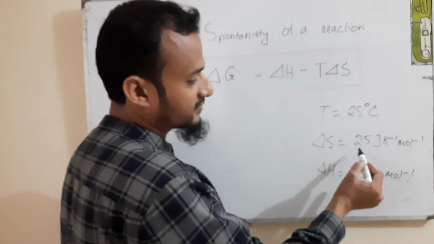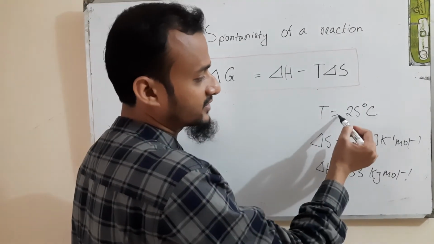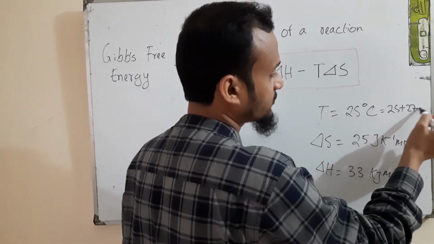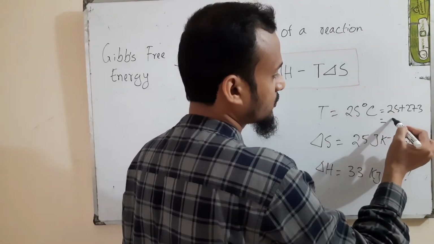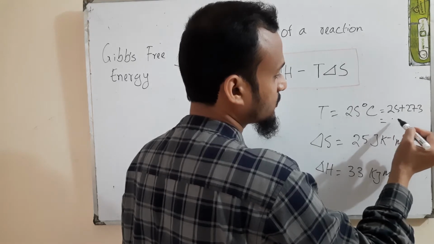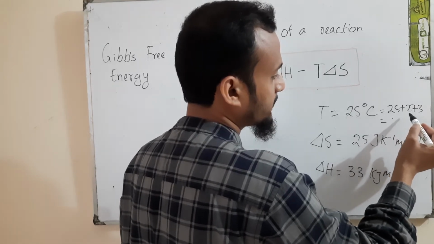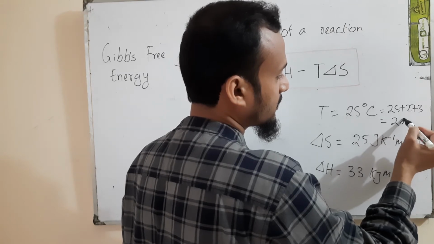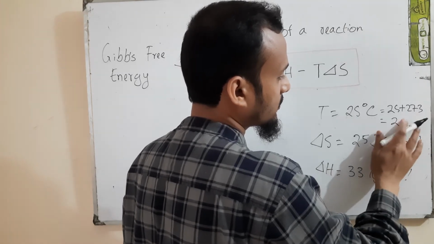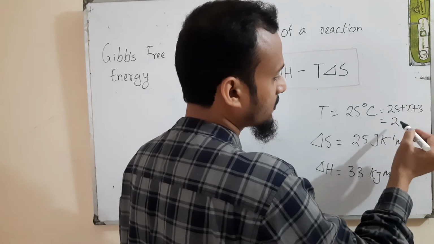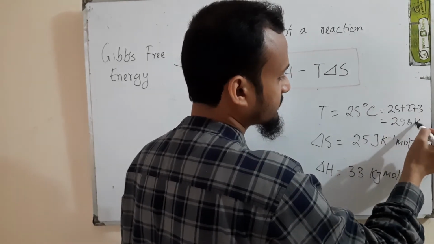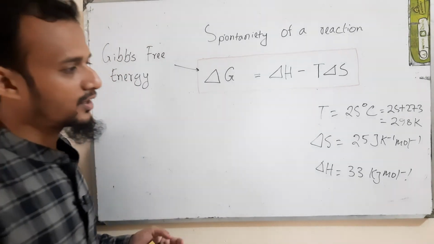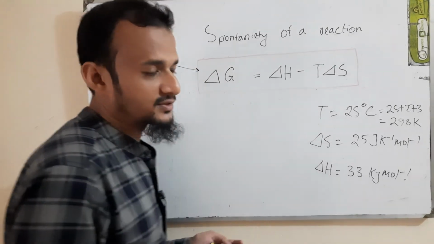You need to convert the temperature into Kelvin. So you will add 25 plus 273. That means it will be 298 Kelvin. Just add 273 to the degrees Celsius.